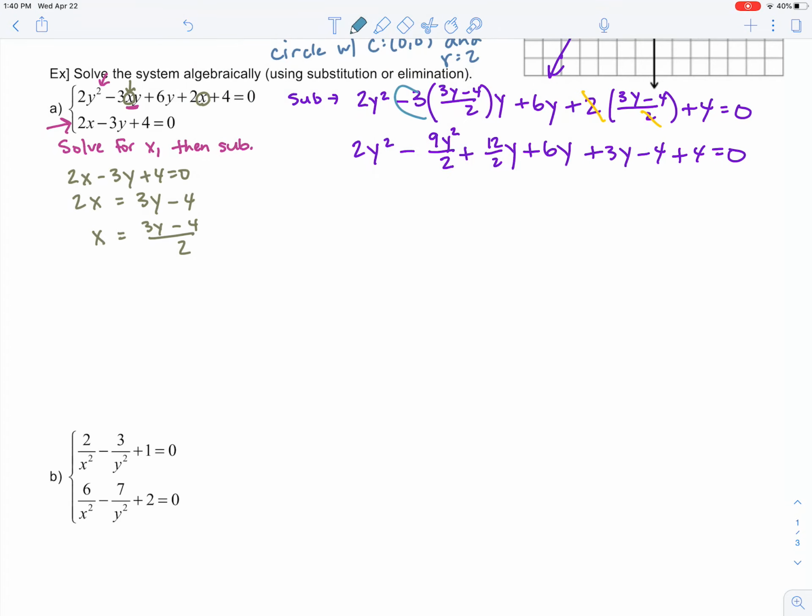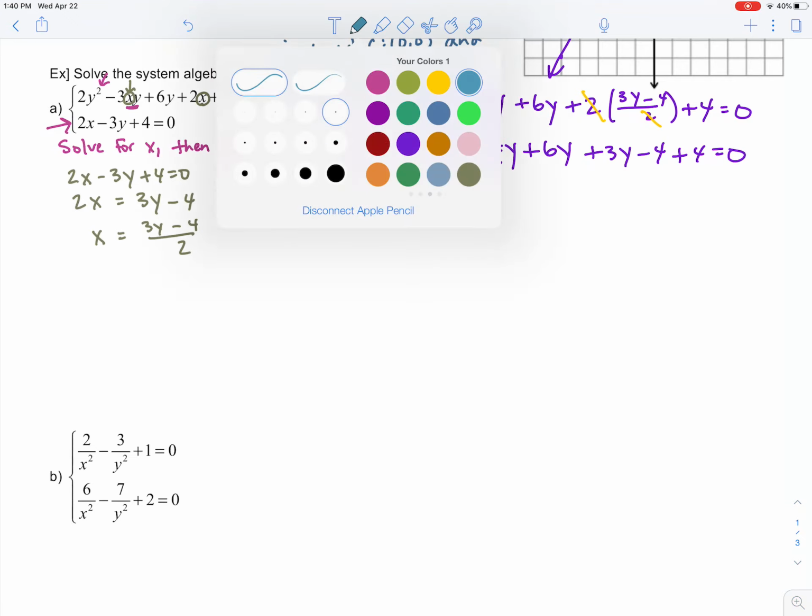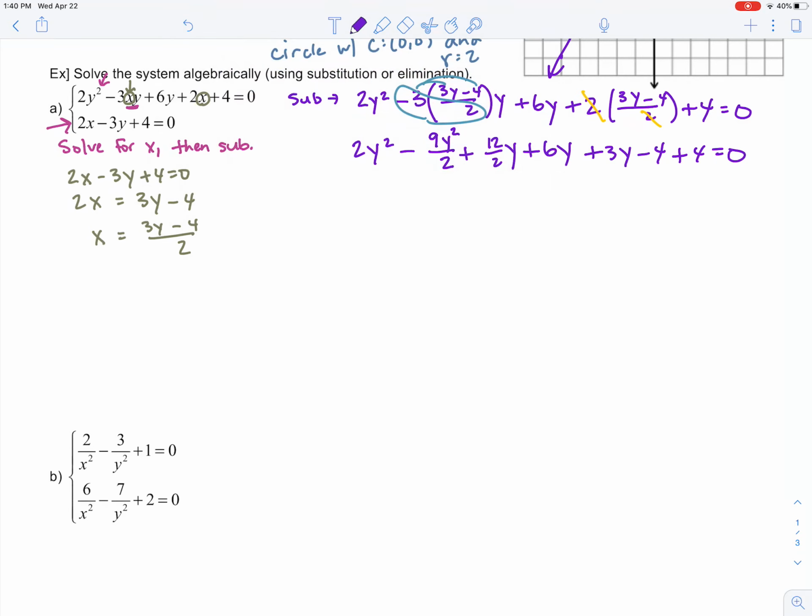So all I did in this step was I took this negative 3/2 and distributed it up there. Okay, now let's see if we can combine like terms. So I have 2y squared and minus 9/2 y squared. So 2y squared is the same as 4 over 2y squared. So that'll be negative 5 over 2y squared. Plus 12 over 2y, that's 6y, plus 6y, that's going to be 12, plus 3, so 15. So plus 15y, and then minus 4 plus 4, that's 0.